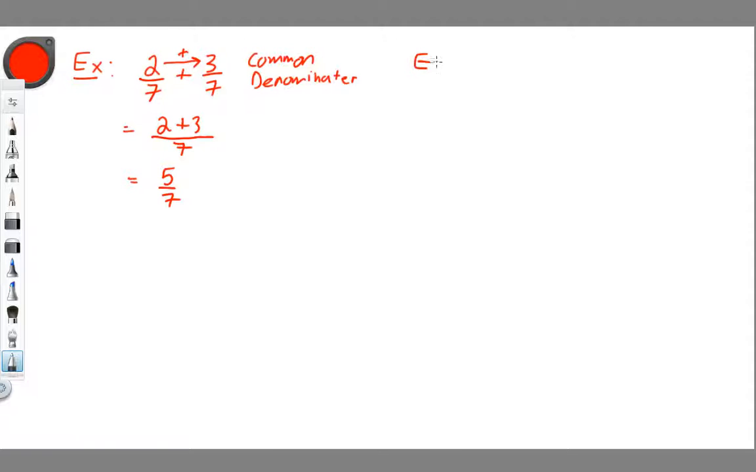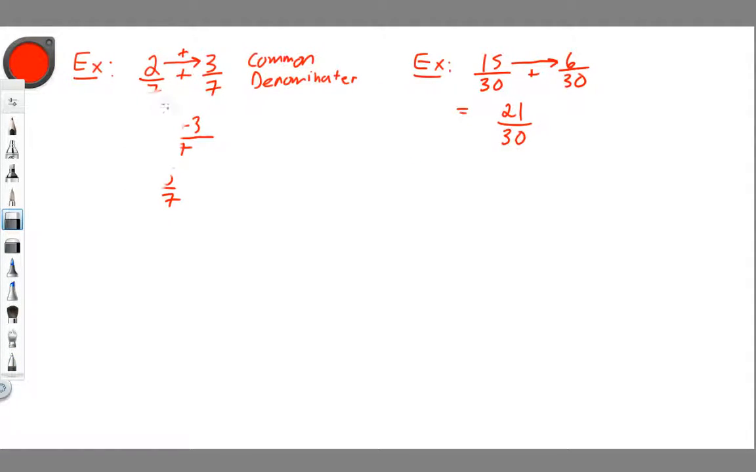So let's try another one. It doesn't matter how big the numbers get. If we have 15 over 30 plus 6 over 30, all we got to do is we take the top two numbers and we add them together. We already got a common denominator, so we've checked for that, so we're good to go. So we do 15 plus 6, that's 21 over 30. And there it is. So if you have a common denominator, life is good.